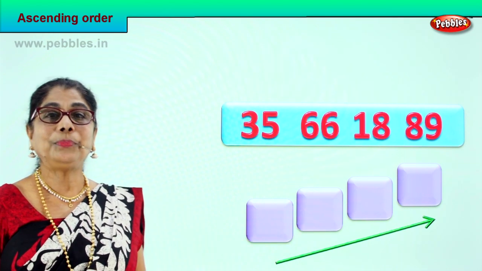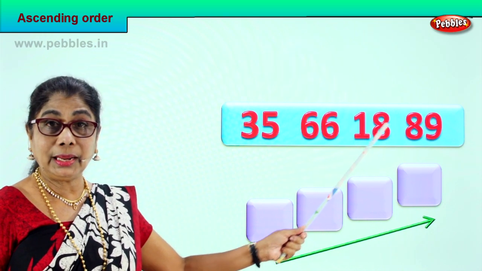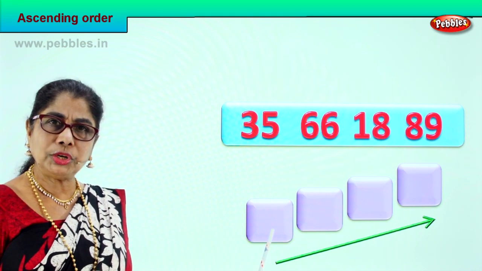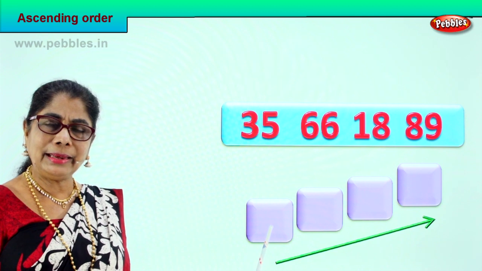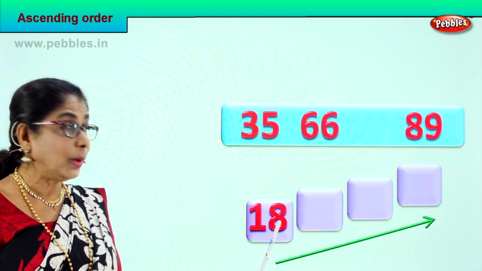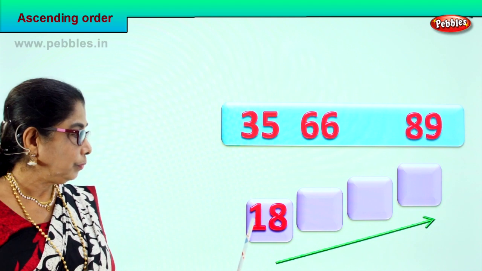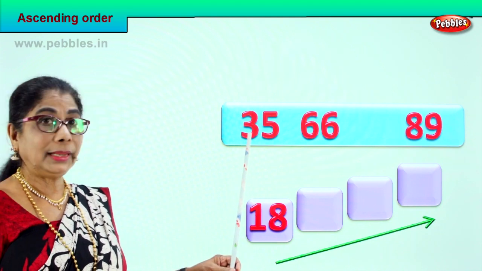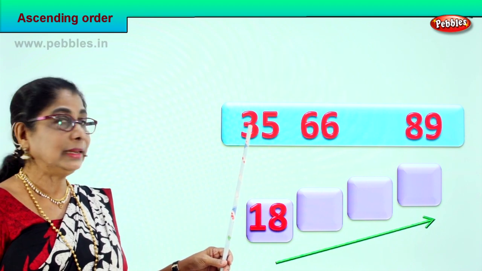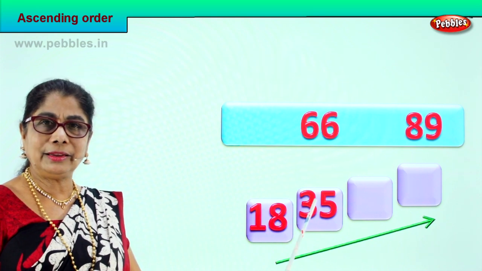Alright? Now, 1 ten surely is the smallest here. 1 ten, 8 ones we take slowly and put it down here because that's the smallest number. In ascending order, 18, 1 ten, 8 ones is the smallest. Now let's look at the next bigger one. Here it is 1 ten. Next we have 3 tens, 5 ones. So we bring it here. So 18, 35.